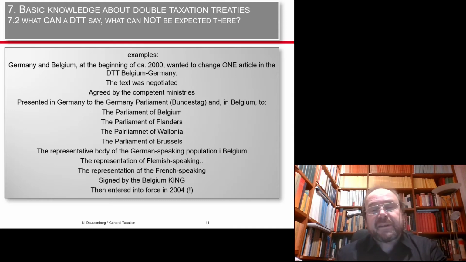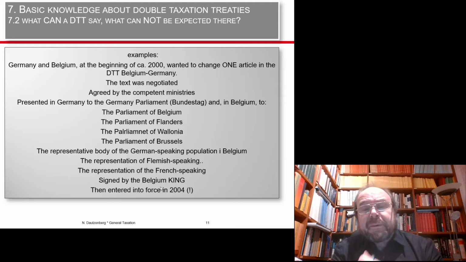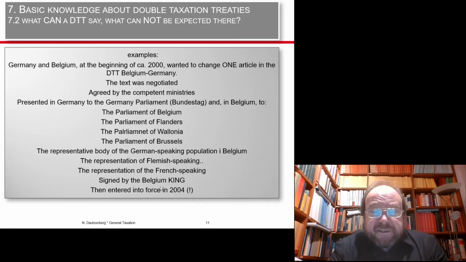Now, in practice, what does that mean? That takes an eternity, ladies and gentlemen. So you are absolutely not able to react to quick developments. For example, in the Germany-Belgium treaty, at the beginning of approximately the year 2000, one wanted to change one little article, or even less, one small paragraph in one article. So the text of the change was negotiated between the employees of the two ministries. Then it was agreed by the competent ministries, so by the government members.